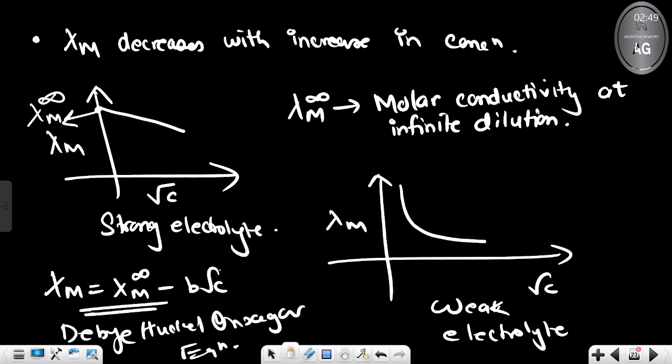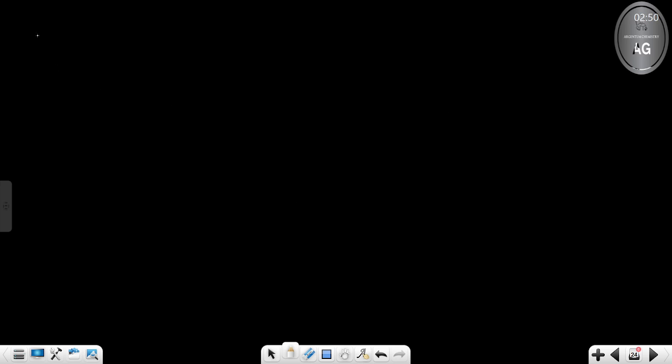Using this equation, if you put this value 0, then this entire term becomes 0, and delta m will become equal to delta m infinity. Clear? So b root c must be 0 only in this condition. When root c tends to 0, delta m becomes delta m infinity. Simple equation, no difficulty. Okay, next. This is clear to you. Any more doubts? No doubts? Very good. Next, let us move on to Kohlrausch's law.